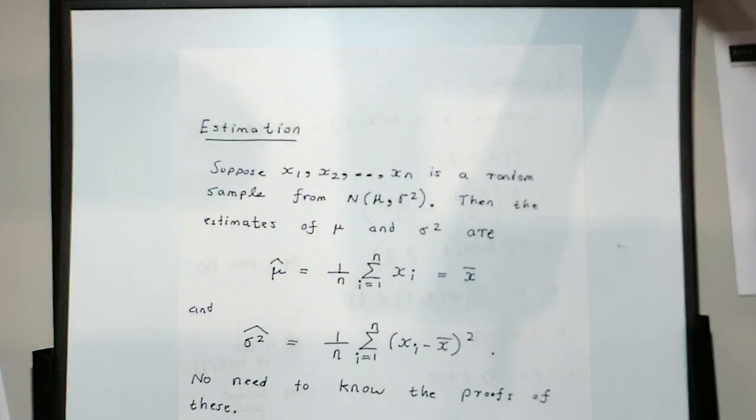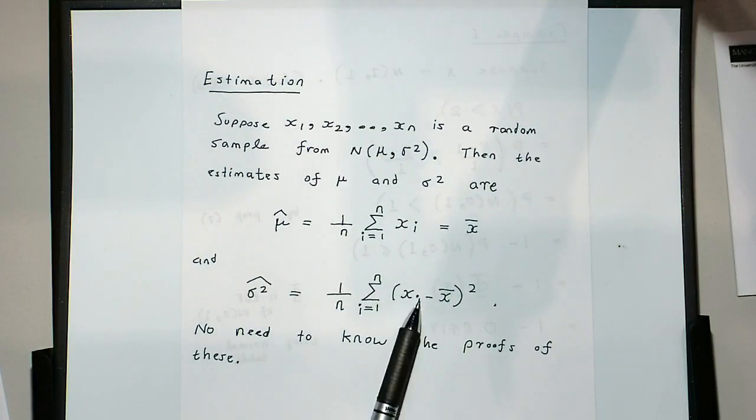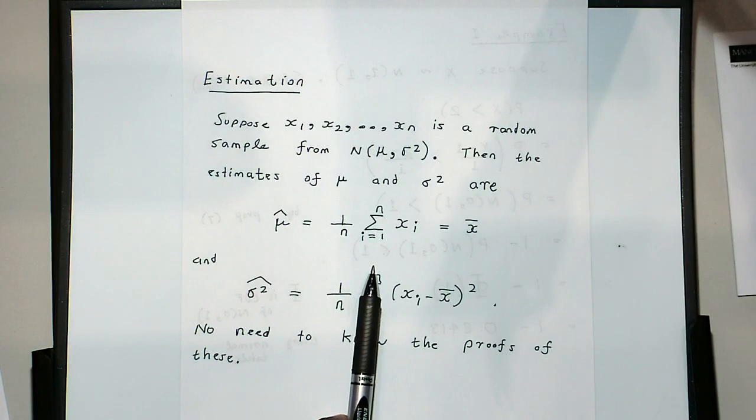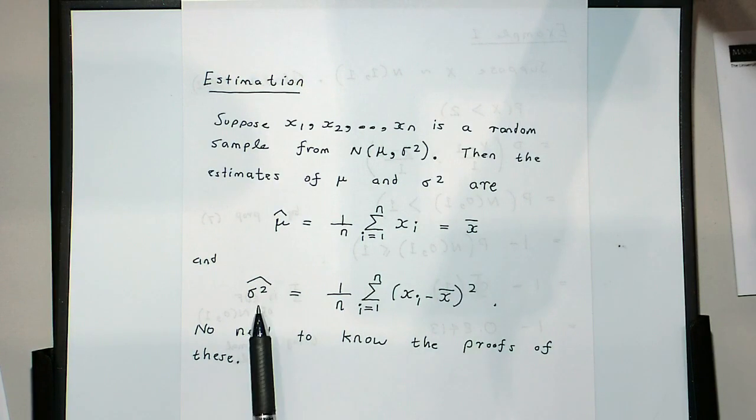Estimation. Suppose you have data that is a random sample from a normal distribution, then it can be shown, but I don't expect you to know this for this course. When you move on to year 2, you will learn how to prove that the estimate for mu is equal to the sample mean, and the estimate for sigma squared is equal to this.